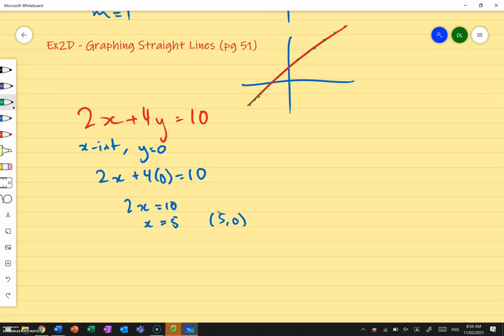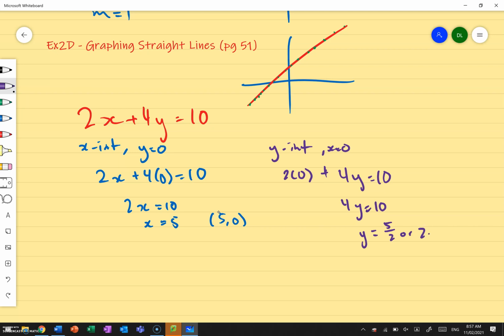So now let's do the other side. I've got my x-intercept. Let's now do our y-intercept, where x equals 0. Pretty straightforward. I'm just letting the other value equal 0. I get 2(0) plus 4y equals 10, in which case I get 4y equals 10, and thus y equals 5 over 2, or 2.5. Either one's fine with you guys.